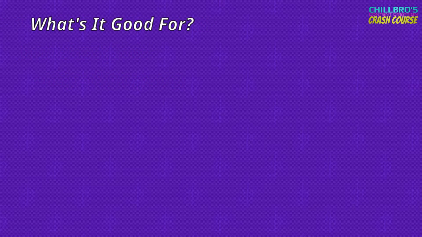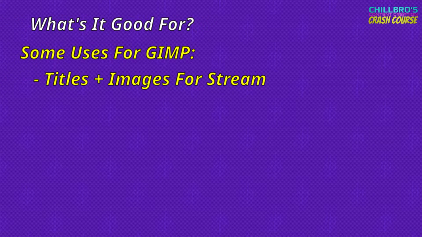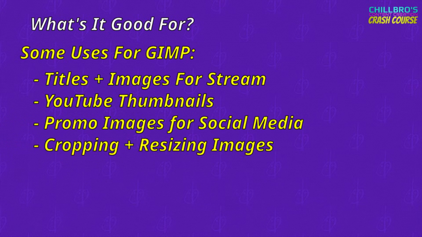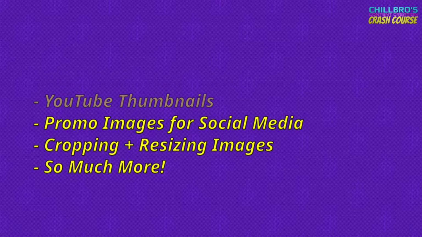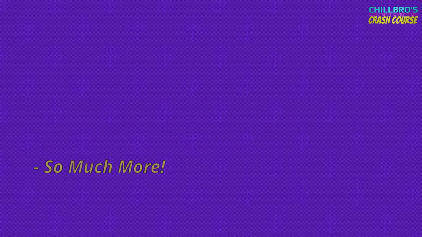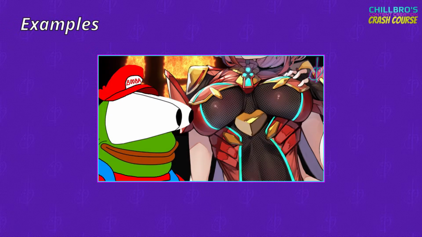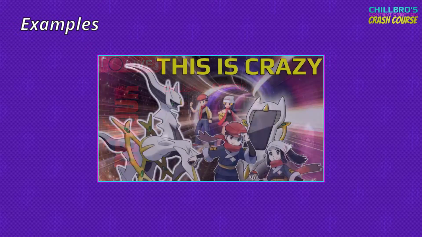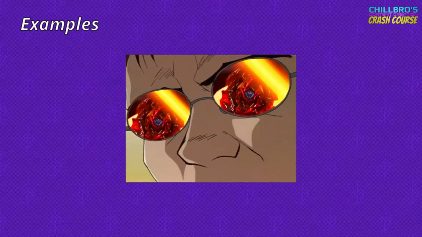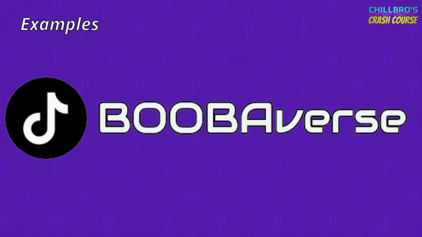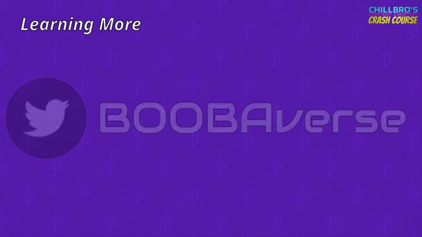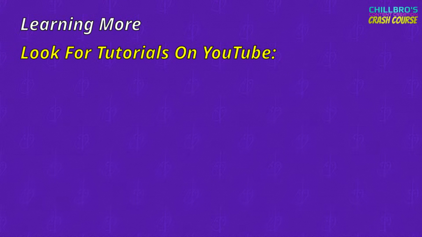GIMP is really good for making titles and images that you would use for stream interactivity. For example, an image that appears live on stream every time you get a new follower, using a service like Stream Elements. Rather than walking through how to create an image in GIMP, I'll instead show you some examples of graphics and images that I've made already to give you an idea of some of the sort of things that you can create. To learn more about using GIMP, look for tutorials here on YouTube.